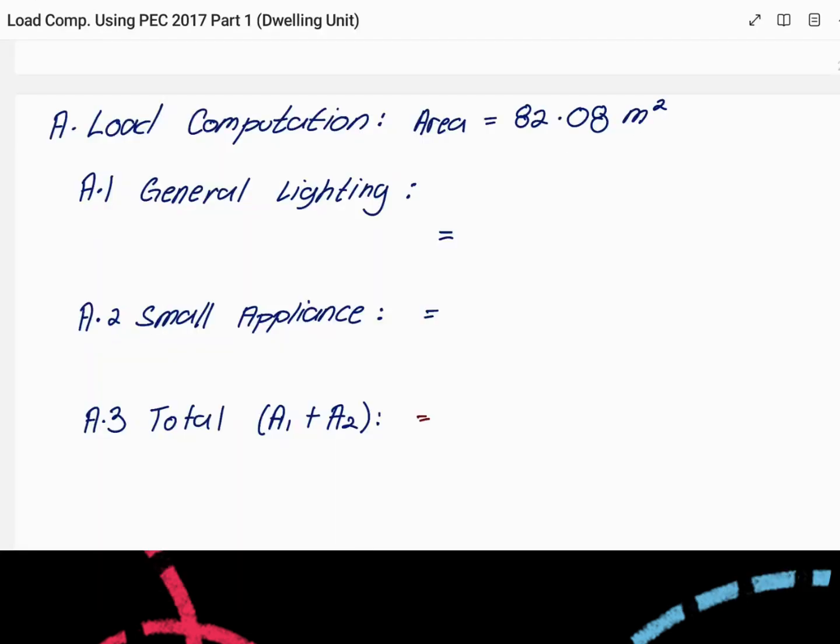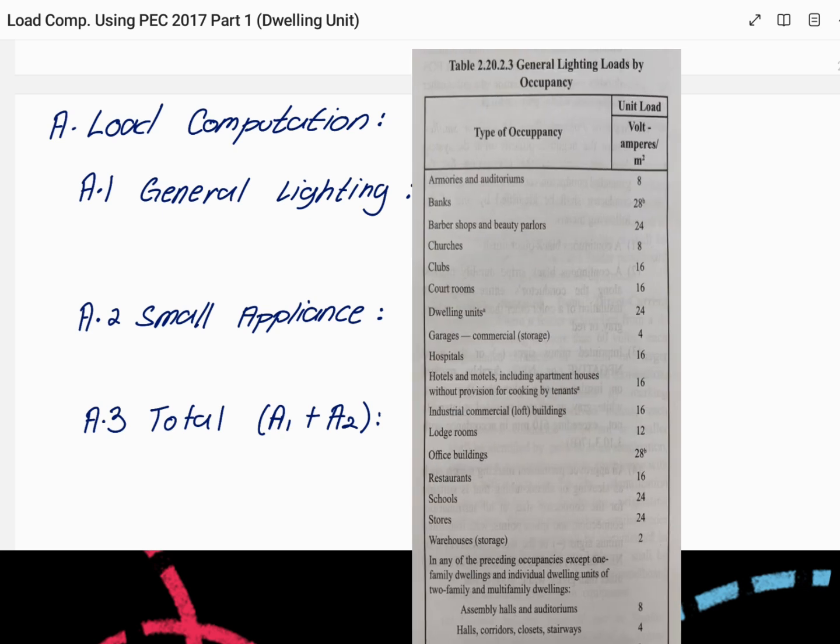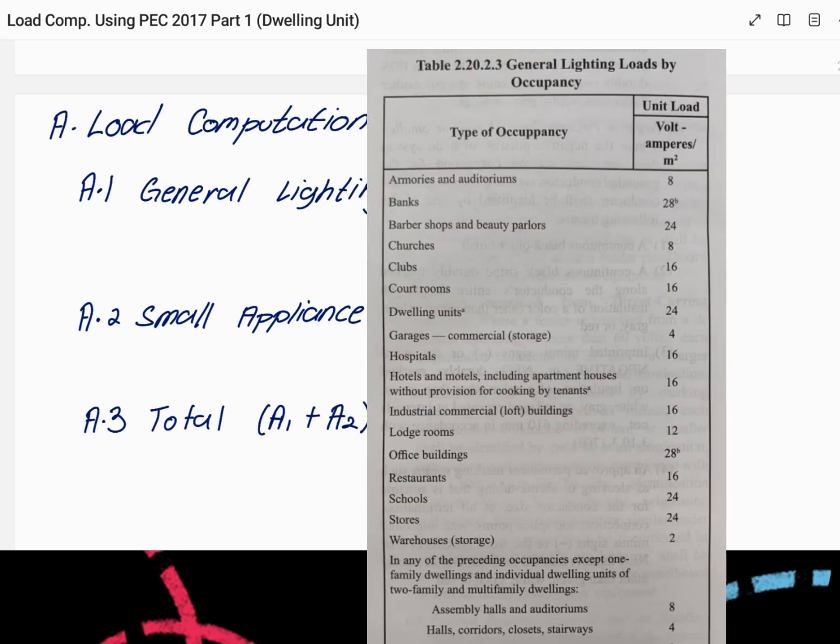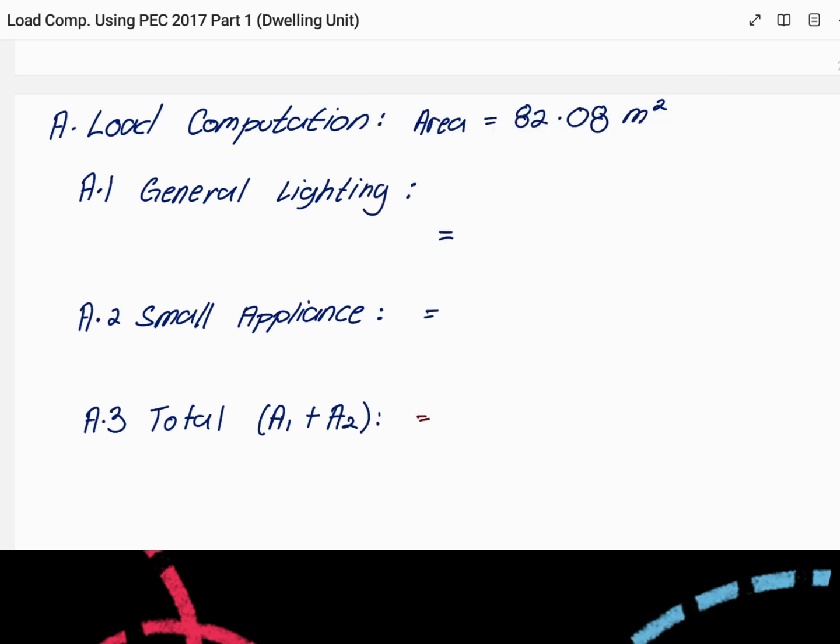For the load computation, first is the general lighting. To compute this, we will refer to the table 2.20.2.3 of the PEC 2017. So here we need to identify the volt amperes per square meters of our type of occupancy. As we can see in the table, dwelling unit is 24 VA per square meters. Then compute the general lighting by multiplying the total area to the 24 VA per square meters.